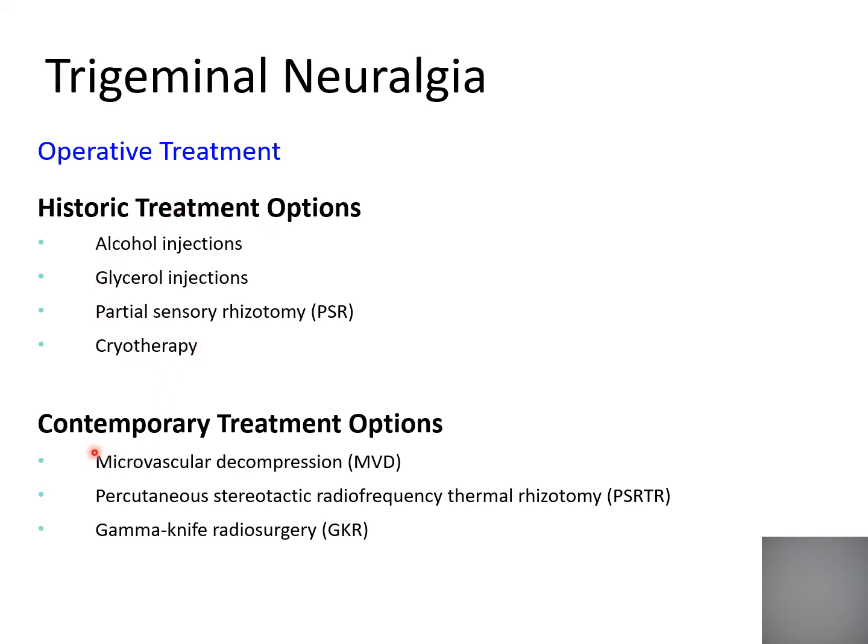In contemporary practice, microvascular decompression, radiofrequency thermal coagulation, or gamma knife radiosurgery or gamma knife therapy. These are some of the more popular contemporary treatment options for trigeminal neuralgia, and we shall discuss these in a minute.